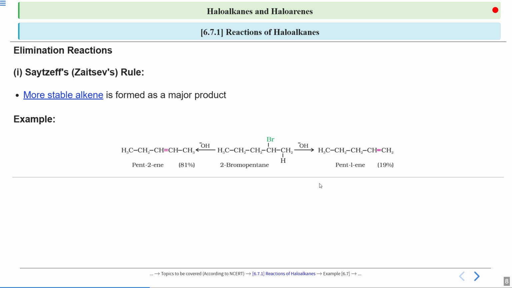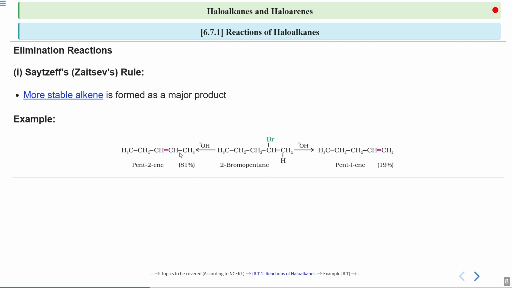The other possibility is that the hydroxyl group can attack the other beta hydrogen, present on the other carbon, that is the third carbon in the parent chain, right? So when the hydroxyl group attacks the beta hydrogen of the third carbon, one of the hydrogens will be removed and the shared electrons will shift between the carbons, and the bromine will leave as a leaving ion or leaving group. Okay, and you will get your product as pent-2-ene.